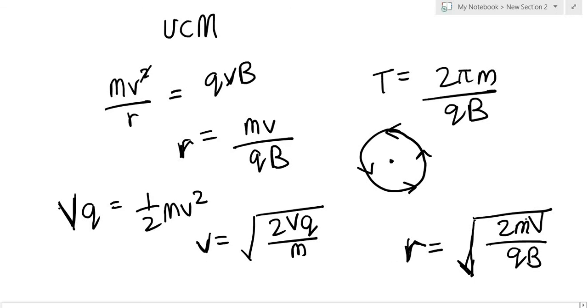If you're finding the ratio, then many terms will cut out. If you have the ratio of the radii of a proton and electron only, I think the mass term will be left because q and B and accelerating potential are the same. So many things will cancel out.